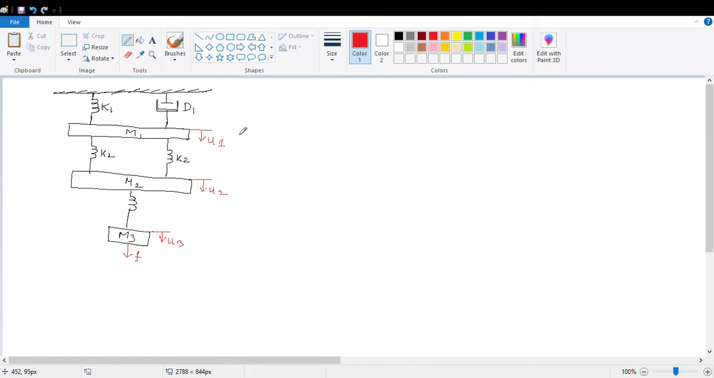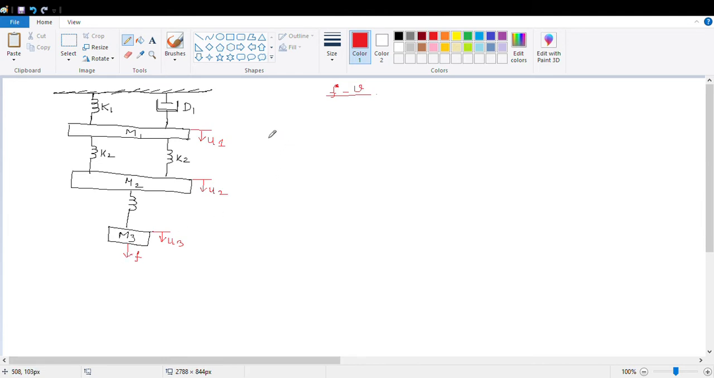Understood? So in this video we are going to do the force voltage analogy first. But before that, we have to convert this mechanical model into an equivalent mathematical model. That is, we have to write the dynamical equation of the system. Now, as we know, the number of masses will determine the number of free body diagrams. So as per that, we start with mass 3.